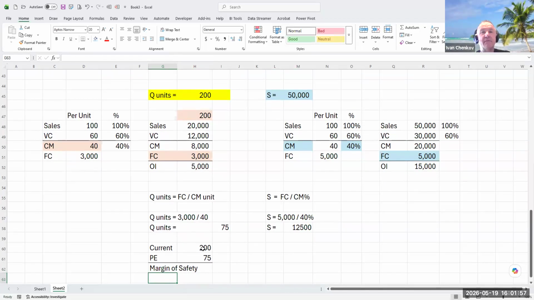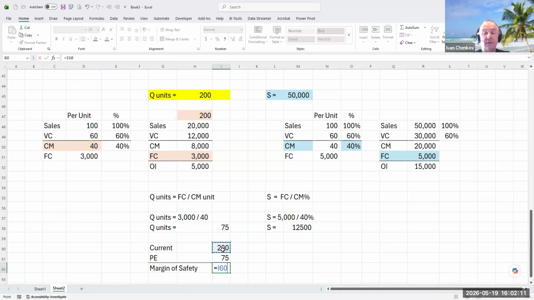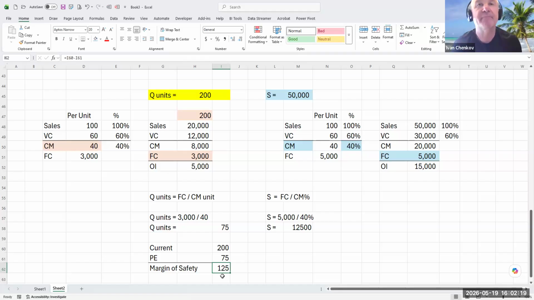My margin of safety in this case is going to be 125 units. What that means is I'm 125 units in sales away from the break-even point. So if my sales drop by 20 units, I don't have to worry. If my sales drop by 50 units, I don't have to worry.